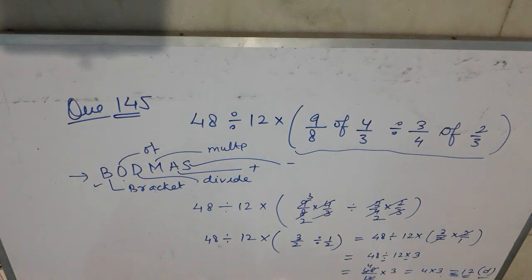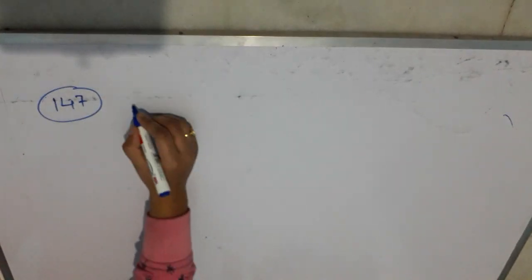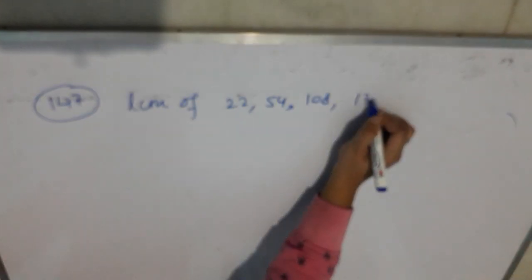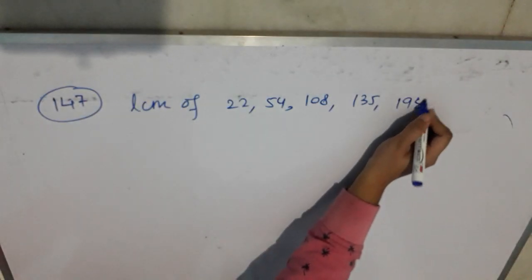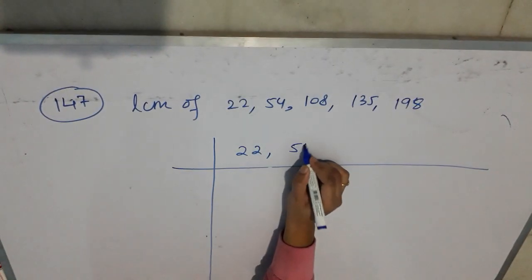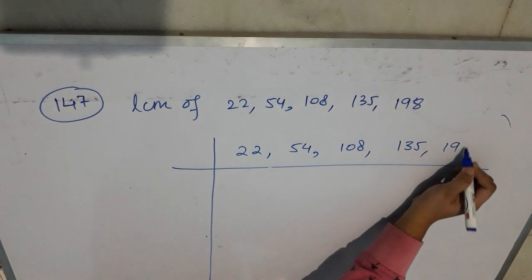Now let's move on to the next question, which is 147. In 147 he is asking you the LCM of some numbers. You have to find the LCM of 22, 54, 108, 135 and 198. For taking the LCM you have to just take all the numbers: 22, 54, 108, 135, 198.